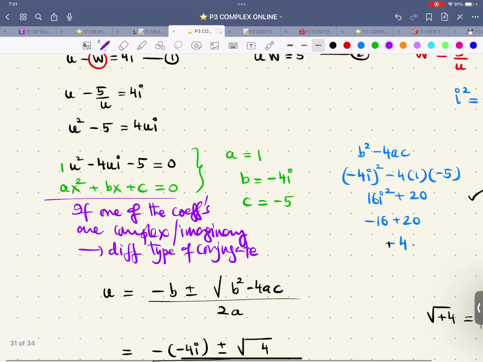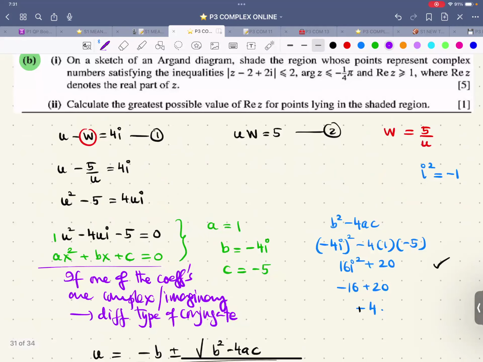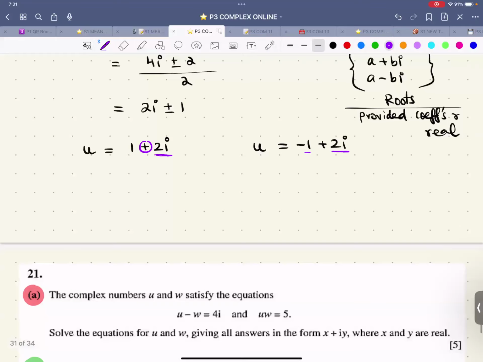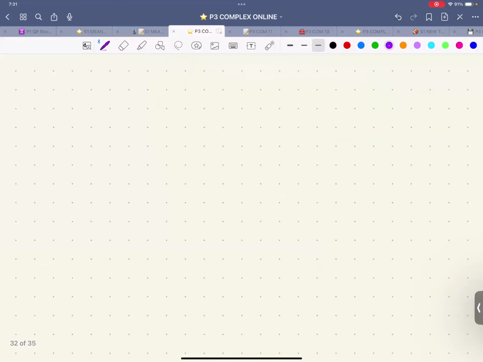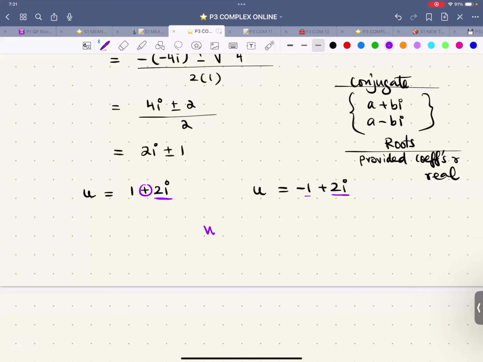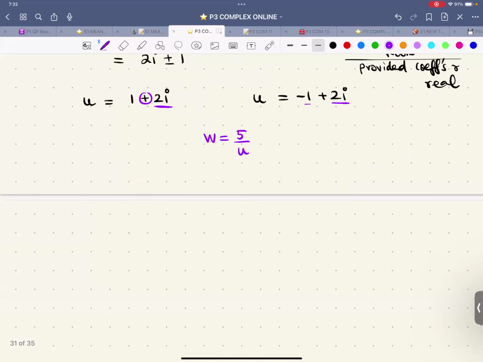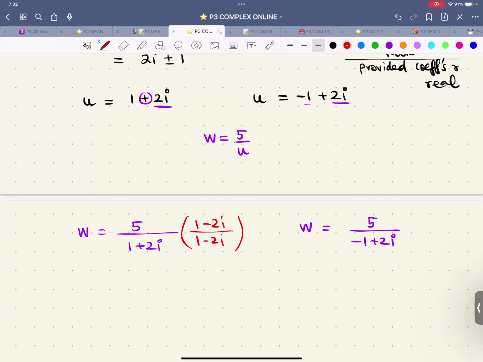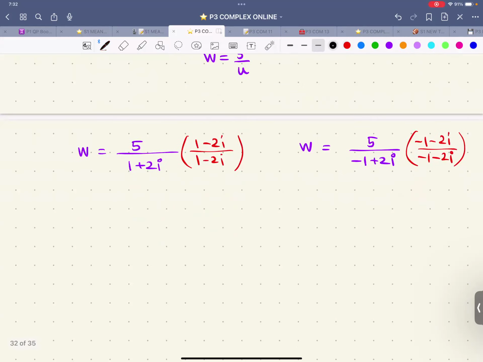So U is this. What about W? W is 5 over U. So let me add a page over here. W is 5 divided by 1 plus 2i, and W is 5 over minus 1 plus 2i. And now you should rationalize. Multiply and divide by 1 minus 2i, and by minus 1 minus 2i. Let's multiply it out.